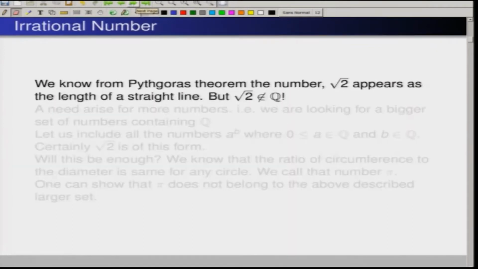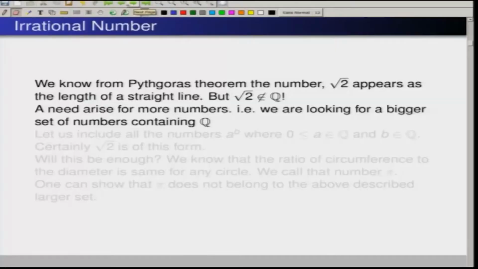Then from Euclidean geometry we come across a number called root 2, which is the hypotenuse of a right angle triangle with each side equal to 1 unit. We know that this is a number, whatever it is, we get it from Pythagoras theorem, and now this root 2 is not rational. Therefore, definitely a need arises for more numbers, more than rationals.